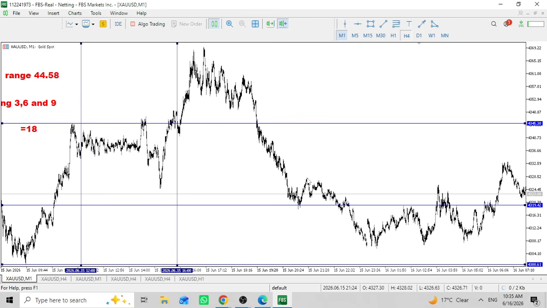So the question is, if this market moved down to 4319 during this 4-hour chart, just know the market could have bought from here till boom there.